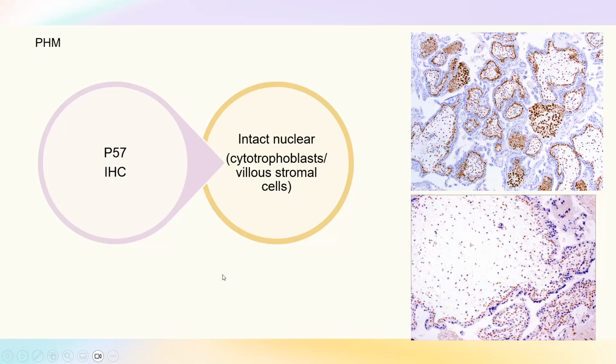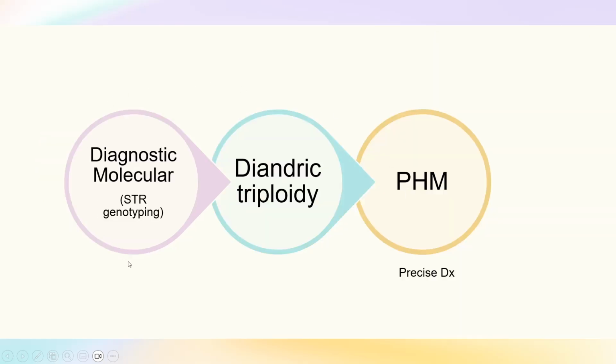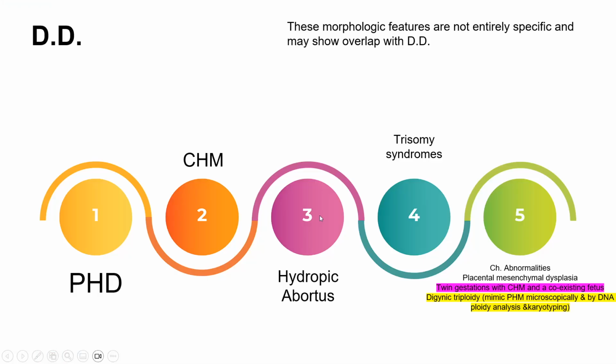Okay. What about the p57 IHC? If we do p57, it will definitely be intact in the cytotrophoblasts, the ones at the periphery, and in the villous stromal cells inside, because in this case we have both paternal and maternal genetics. What about the diagnostic molecular testing? This actually gives a precise diagnosis when we have a diandric triploidy.